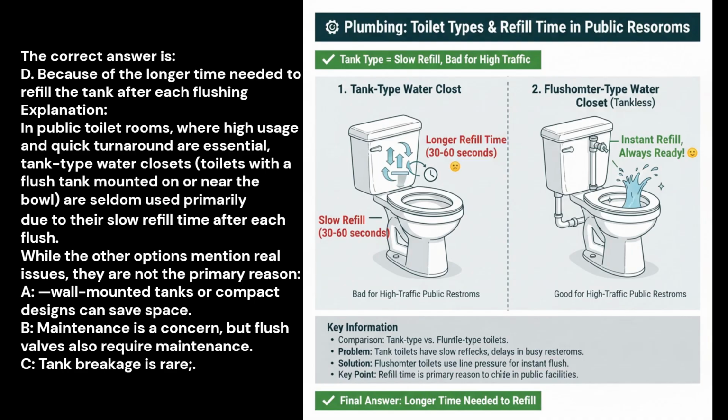B. Maintenance is a concern, but flush valves also require maintenance. C. Tank breakage is rare, modern tanks are durable, and vandalism is manageable. However, flush speed and refill time are critical operational factors in high-traffic public restrooms. Therefore, the best and most widely accepted reason is D. Because of the longer time needed to refill the tank after each flushing.